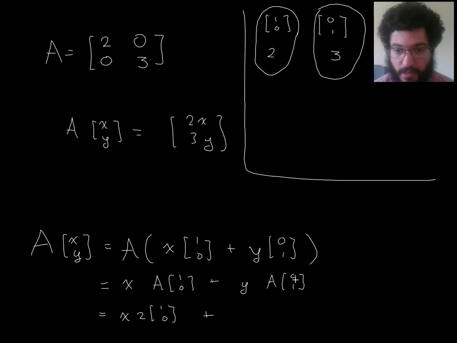And 0, 1 is an eigenvector with eigenvalue 3. That means A on 0, 1 is 3 times 0, 1. So while A might be some kind of complicated square matrix, A on these specific vectors is just numbers times these vectors. So A just became a 2 here and it just became a 3 here. That's what's so great about eigenvectors.